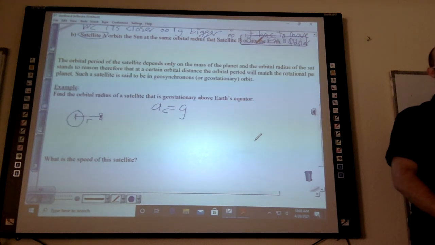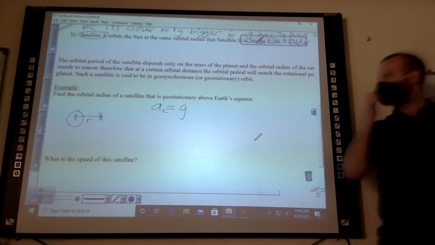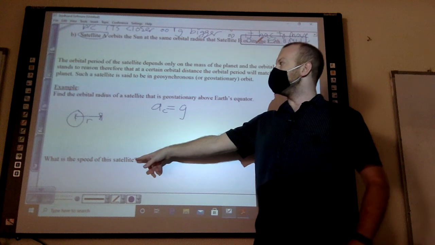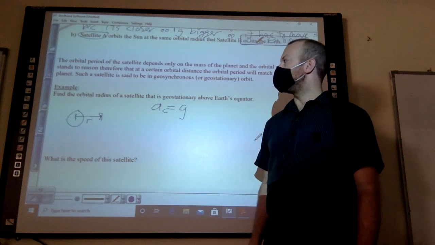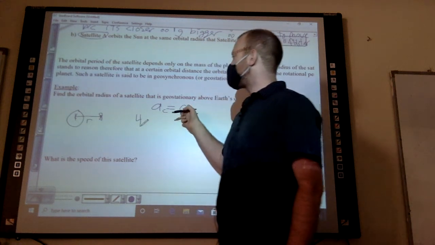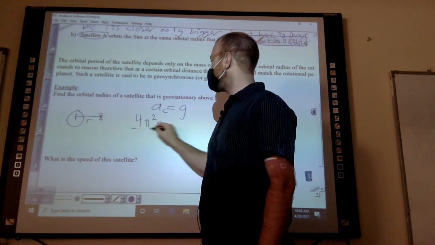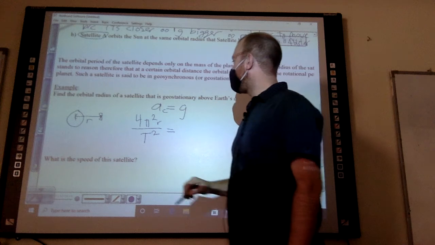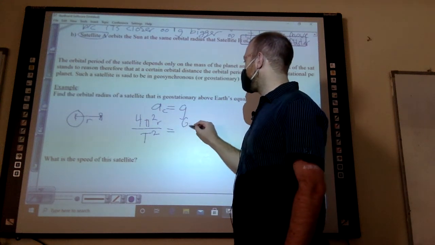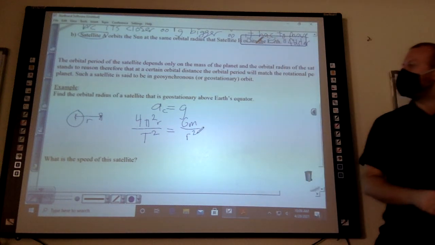Why? We don't have the period, but I don't have velocity. Well, in the second one I'm asking for the speed, so it's a good assumption that we're not going to solve for the velocity in this case. That's going to be for this side of the equation. And this one we know, this one's just GM over r squared. So we need to solve for the radius.